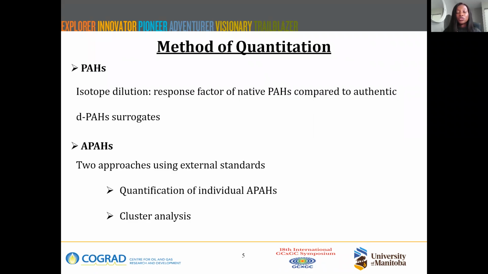For my method of quantitation, I used the isotope dilution for PAHs, where the response factor of the native PAHs was compared to authentic deuterated PAHs. For the alkylated PAHs on the other side, I used 2 approaches for quantitation. In situations where I have individual alkylated PACs available in the lab, I did an individual quantitation. And knowing that we have a whole lot of these isomers of alkylated PACs that are possible, I also did a cluster analysis for the quantitation.